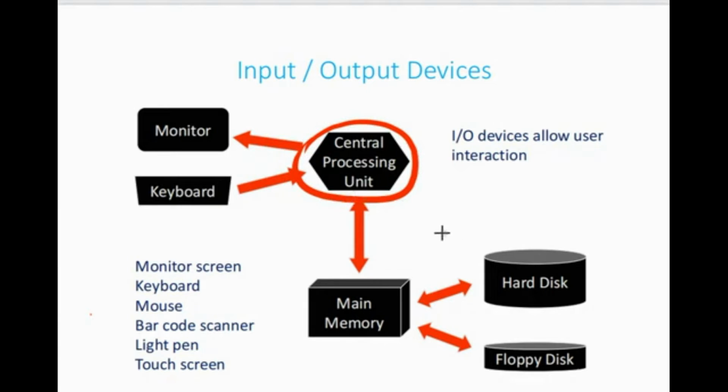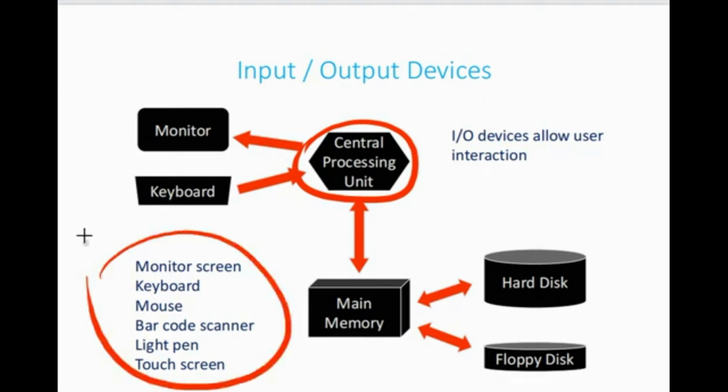Okay, so these are examples of input devices, or a combination of both input and output. A monitor is an output, a keyboard is input, a mouse is input, a barcode scanner is an input device, a light pen is an input, and a touchscreen is both input and output.